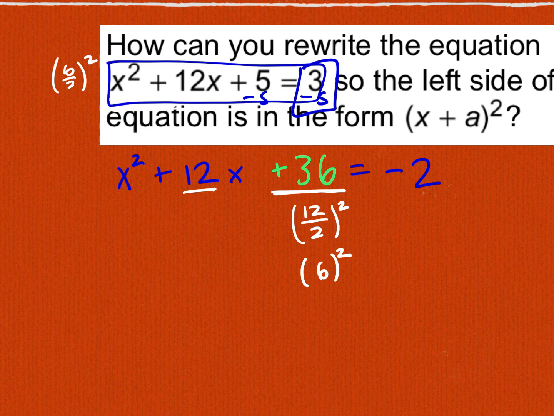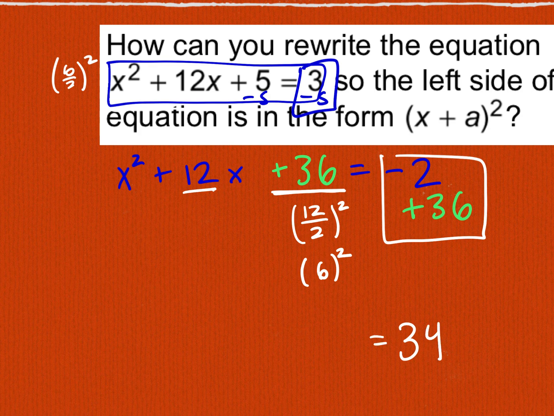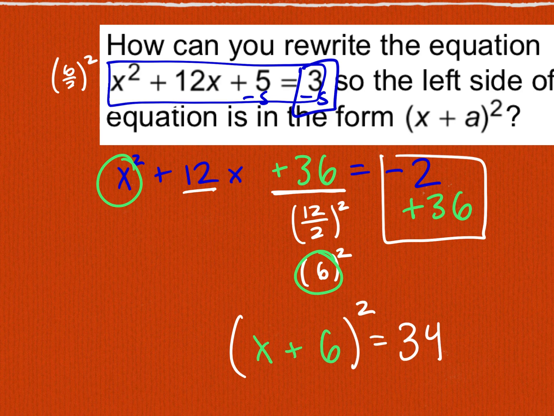So if I'm adding 36 on the left side, I have to add 36 on the right side also. So if I add these two together, I get 34. And then I need my parentheses squared. What's going to go inside my parentheses? X and 6. Awesome. So it'll be x plus 6. It's always whatever this sign in the middle here is.